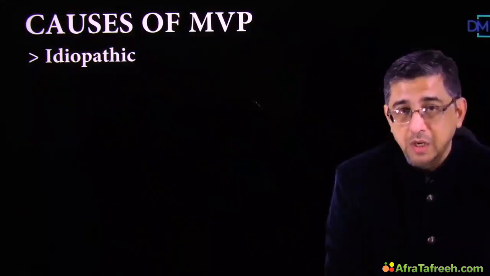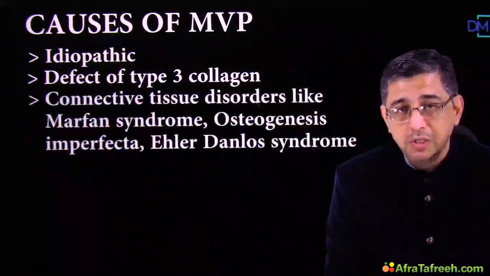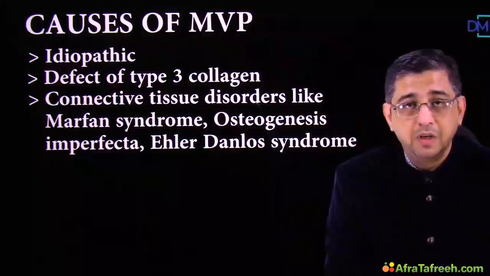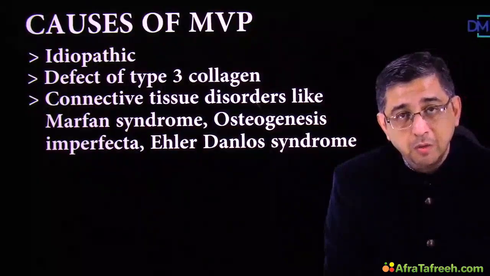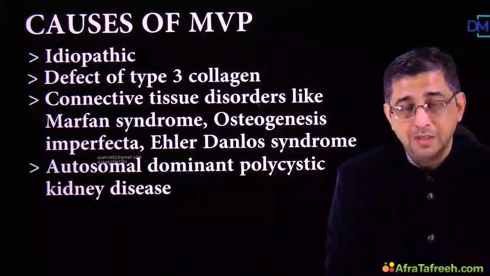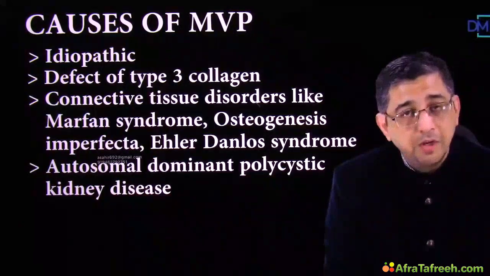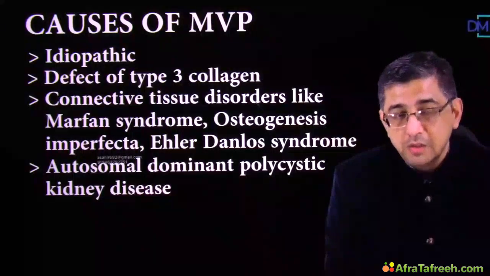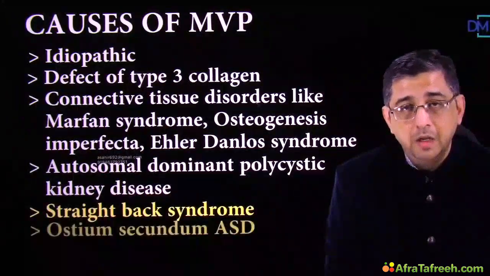Please appreciate that the overall most common cause of mitral valve prolapse is idiopathic. It could be genetic, it could be a defect of type 3 collagen, it could be an association with connective tissue disorders like Marfan syndrome, osteogenesis imperfecta, or Ehlers-Danlos syndrome. In fact, the next one is very important. I would definitely like you to remember it: autosomal dominant polycystic kidney disease. It's a standard question that is asked: which cardiovascular association is seen with ADPKD? The answer is straightforward: the topic that we're studying, mitral valve prolapse. Other associations are relatively less commonly asked, like straight back syndrome and ostium secundum ASD.